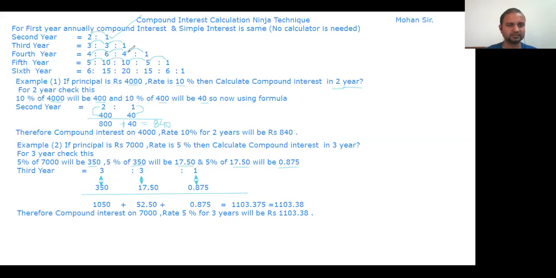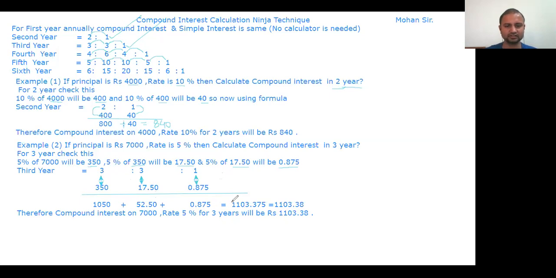Now according to the chart, the chart is 3:3:1. We write 3:3:1. We write the same results here: 350, then 17.50, then 0.875. We multiply. If we multiply 350 with 3, it will be 1050. If we multiply 17.50 with 3, it will be 52.50. Again, if we multiply 1 with 0.87, it will be the same 0.87.